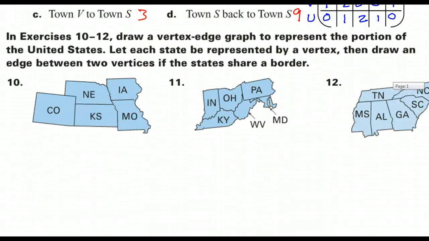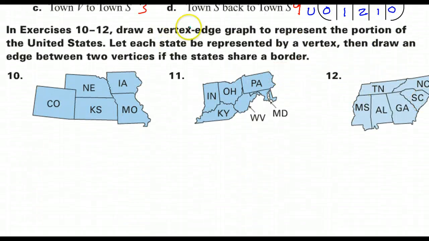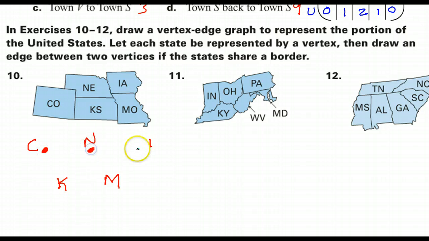Let's wrap this up. Alright, now we're just supposed to draw some vertex edge graphs. Easy enough, right? Okay, we have Colorado, Nebraska, Iowa, Kansas, and Missouri. Okay, and let's talk about who. Let's put some dots here. So dot, dot, dot, dot, and dot.